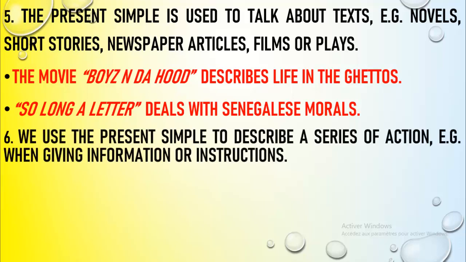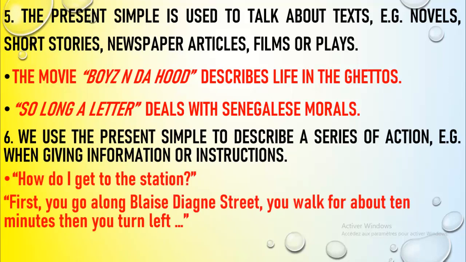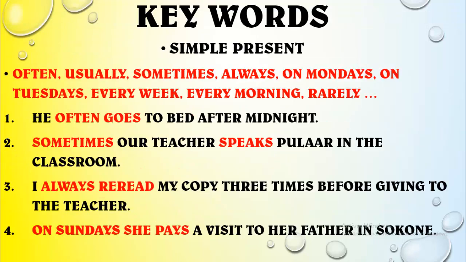We use the present simple to describe a series of actions when giving information or instructions. Look, how do I get to the station? First, you go along Blaise Diagne Street, you walk for about 10 minutes, then you turn left. D'abord, prenez la rue Blaise Diagne, marchez pendant 10 minutes, tournez à gauche. Instructions, okay, in the simple present.